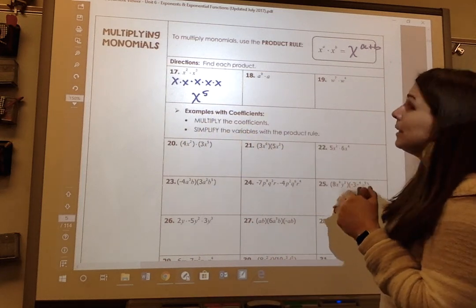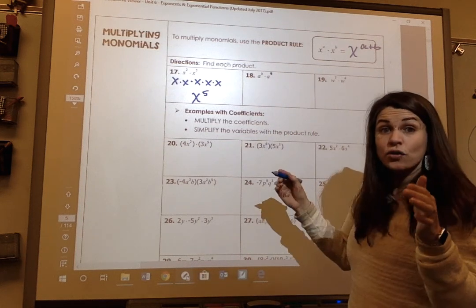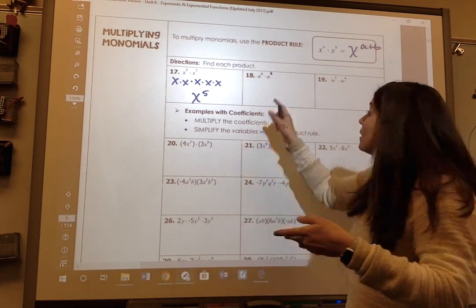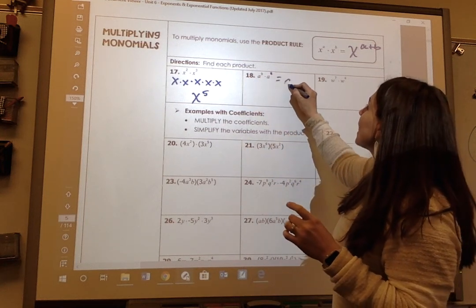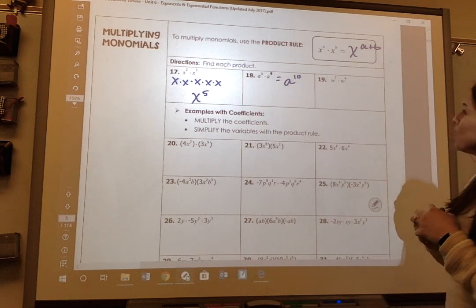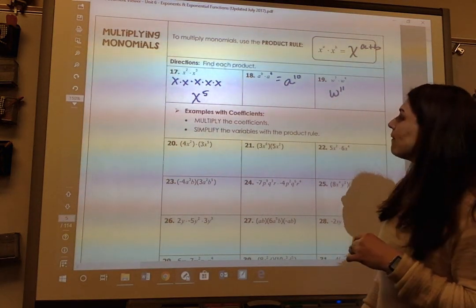Look over here on 18. You still have a to the 1 power. It's understood. If a is there, it's there. It's a to the 1. So a to the 9th times a to the 1st is a to the 10th. Number 19 would be w to the 11th. 7 plus 4 is 11.